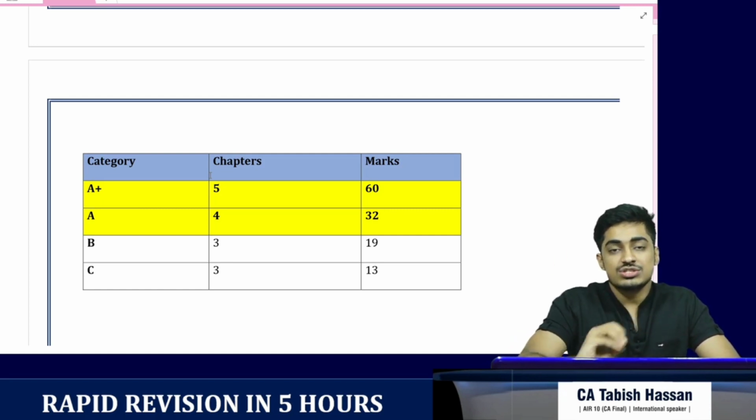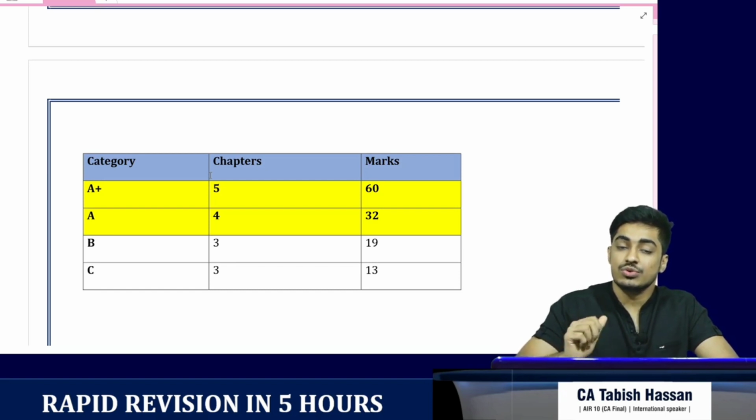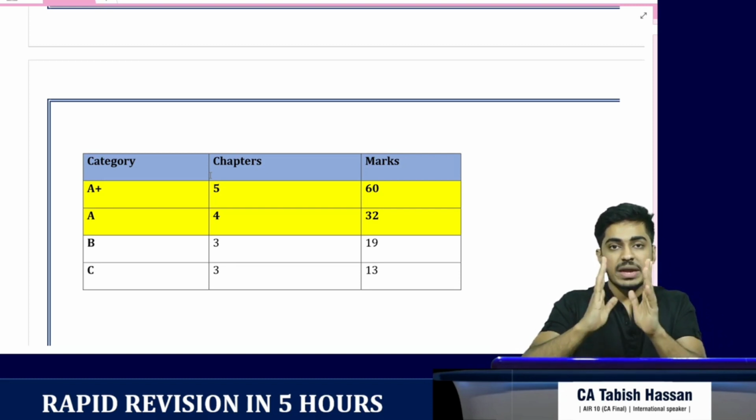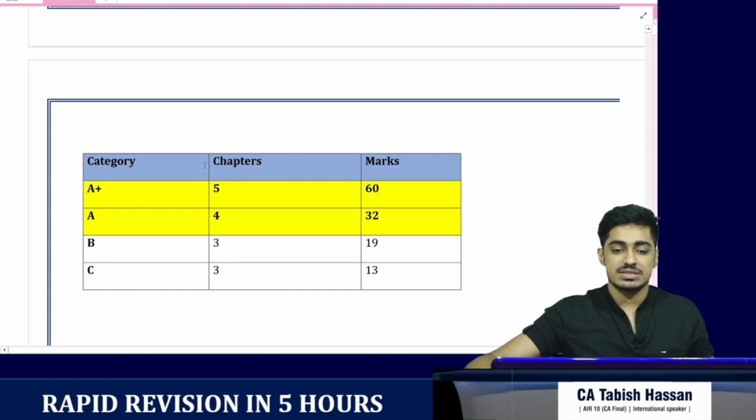But ensure that without fail, you do A plus and A category chapters. So the order is first do A plus category chapters, then you do your A category chapters fully, then you do the top 80% of your B and C category chapters.